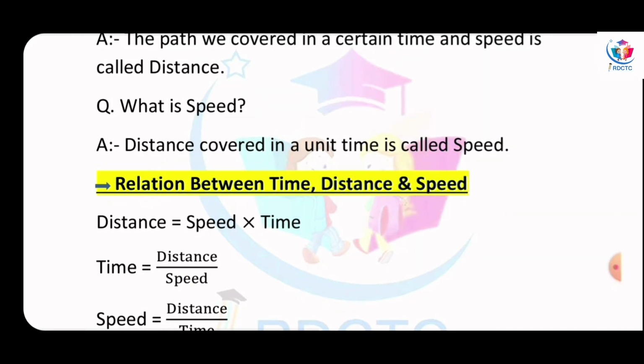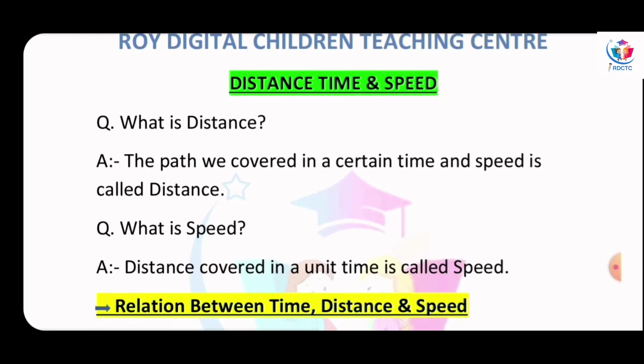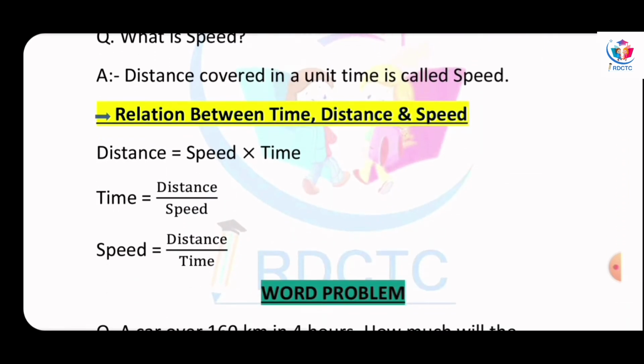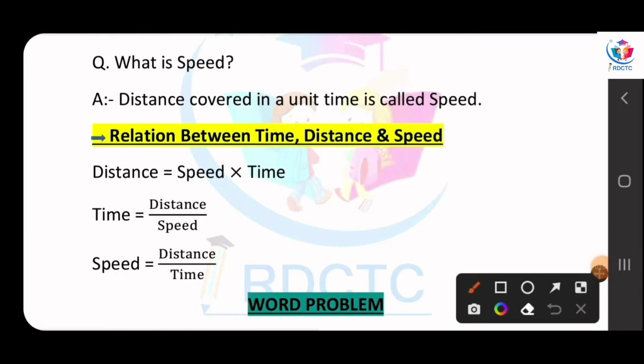And we all know about time. Time is represented by hours, seconds and minutes. Otherwise we can present our time like days, months, years and so on. Now we learn about the relation between time, distance and speed.